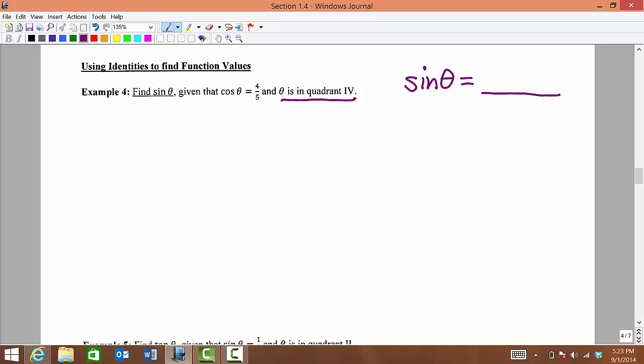What is the sign of sine theta if we are in quadrant 4? Well, sine is negative in quadrant 4. So I will go ahead and put my negative sign there so I do not forget that sine is negative in quadrant 4.